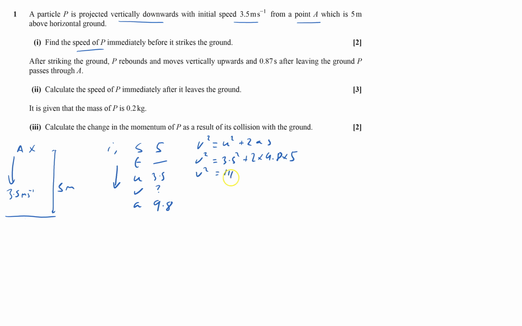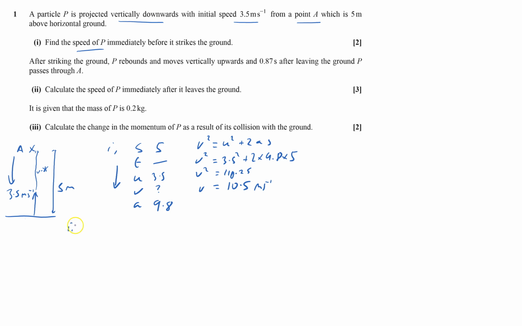V squared equals 110.25, so v equals 10.5 meters per second. After striking the ground, P rebounds and moves vertically upwards, so P is going to hit the ground and then go vertically upwards, and after 0.8 seconds it passes through here, and that's going to be 0.8 seconds.